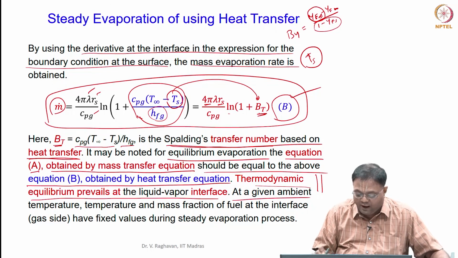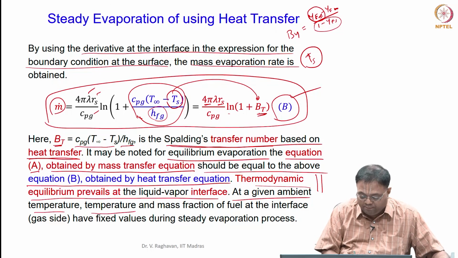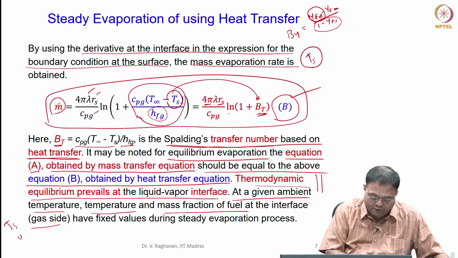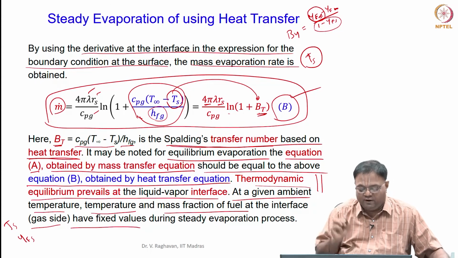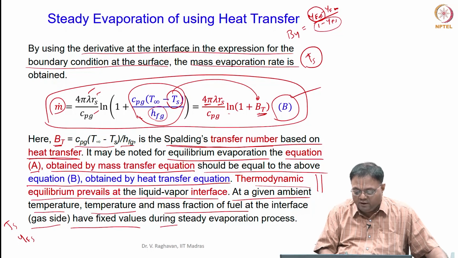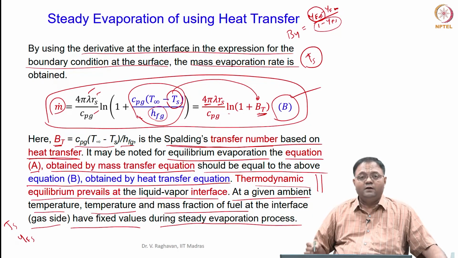So at a given ambient temperature and mass fraction of the fuel, Ts and YFS at the interface have fixed values at equilibrium. And that is what is obtained during a steady evaporation process.